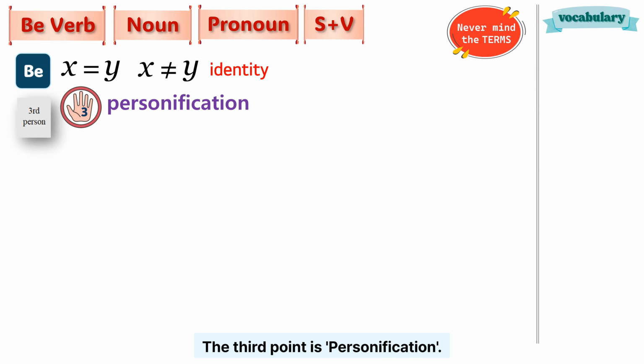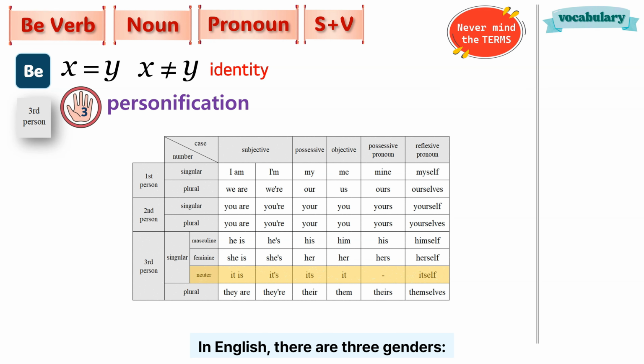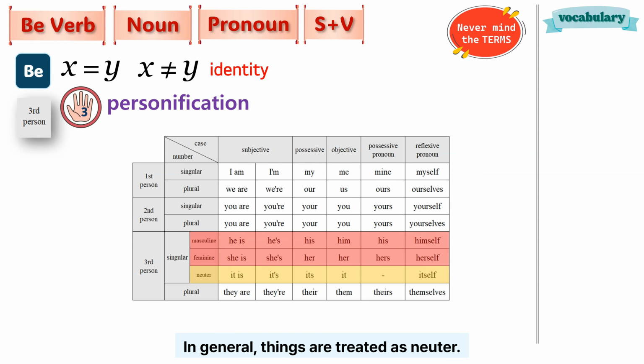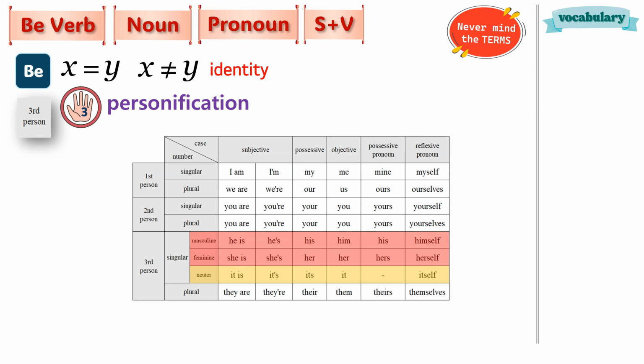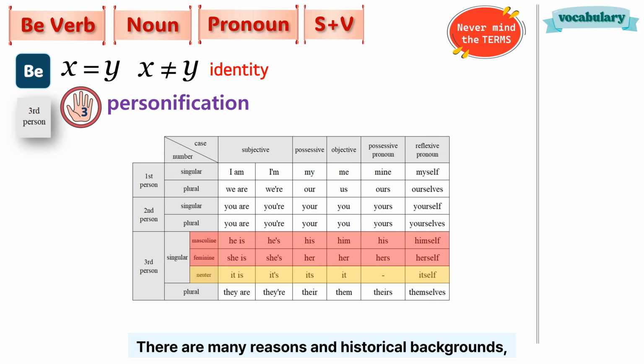The third point is personification. In English, there are 3 genders: masculine, feminine, and neuter. In general, things are treated as neuter. However, sometimes they are treated as masculine or feminine. For speakers of Korean and many other languages that do not have grammatical gender for nouns, this can feel difficult or awkward. There are many reasons and historical backgrounds, but since this is a basic grammar course, let's look at just a few simple points.